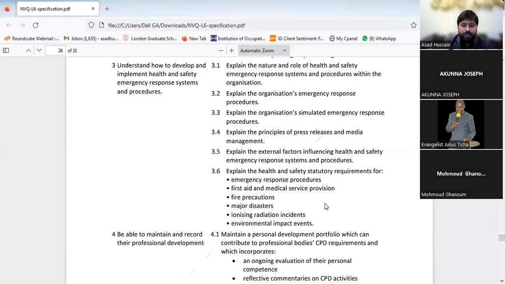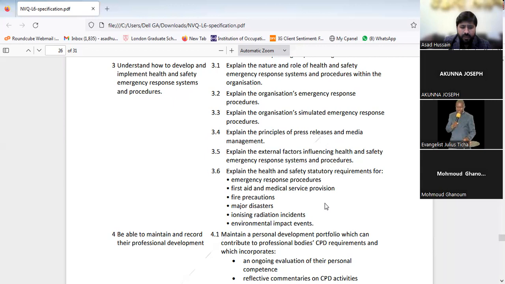So in 3.2, it is asking you to explain the organization's emergency response procedure. So you have to explain your organization's emergency response procedure, what you have in your emergency response procedure document, you have to explain here. Then in 3.3, we have explain the organization's simulated emergency response procedure.